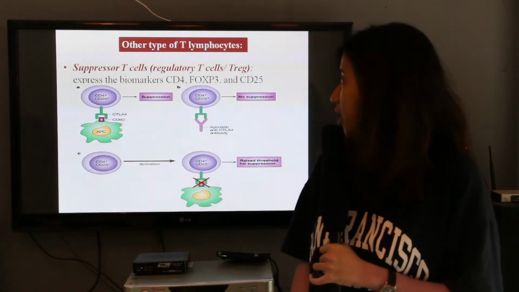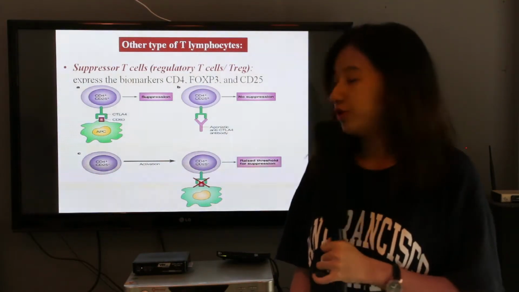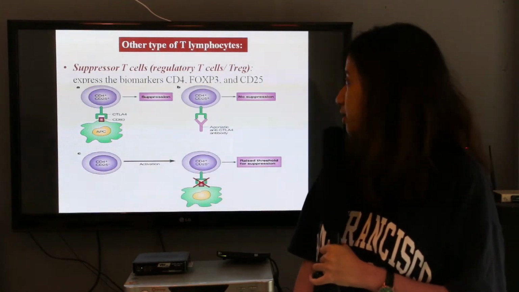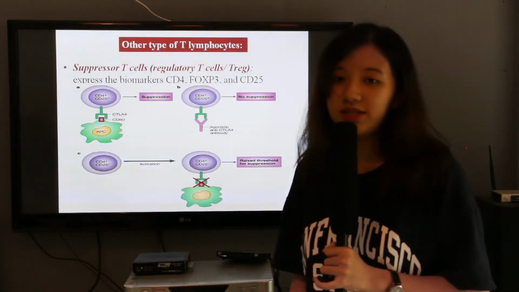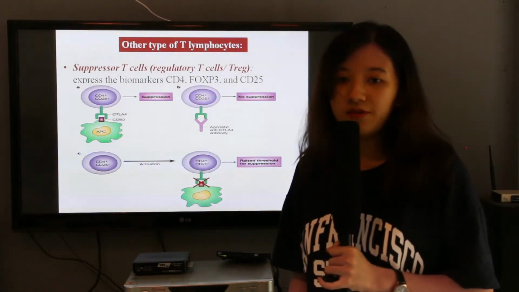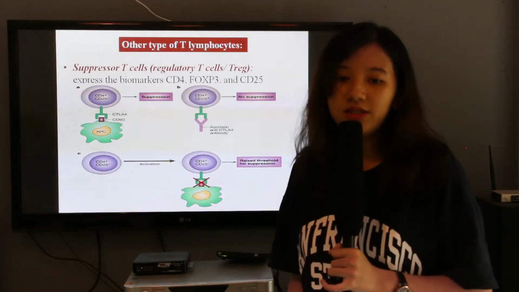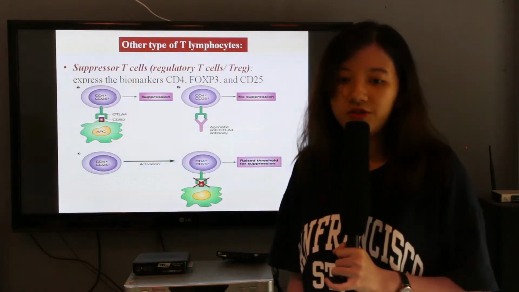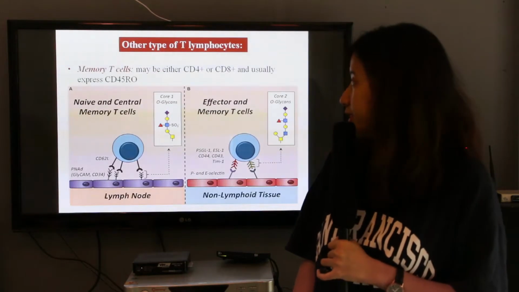Here are some of the other types of T lymphocytes. First is the suppressor, which is also called the Treg. The suppressor T cell expresses the biomarkers CD4, FOXP3, and CD25. Because effector T cells also express CD4 and CD25, Tregs are very difficult to effectively discern from effector CD4 plus cells, making them difficult to study.